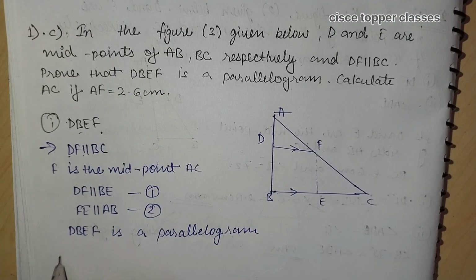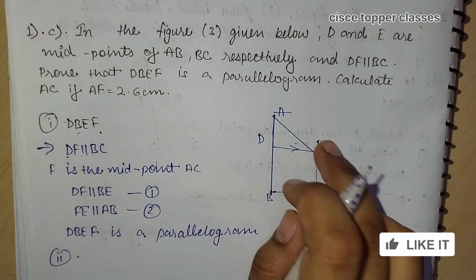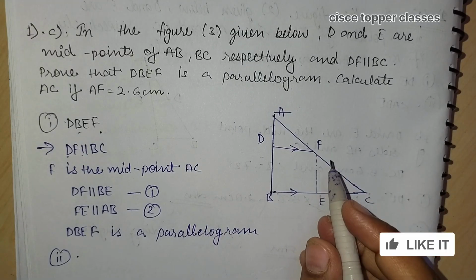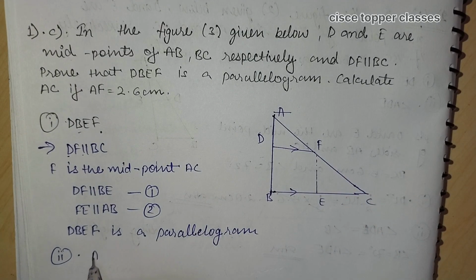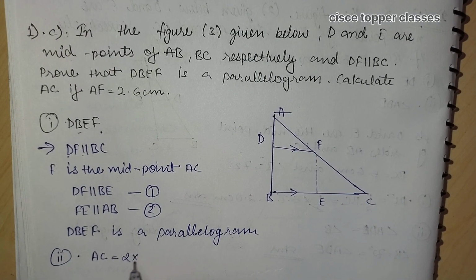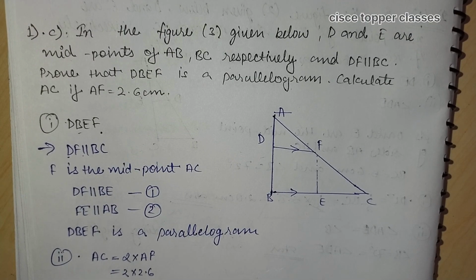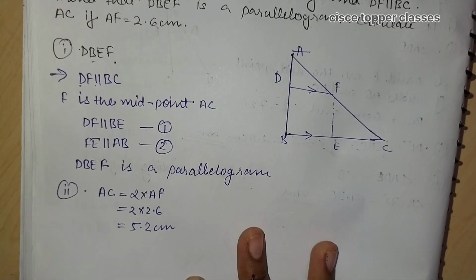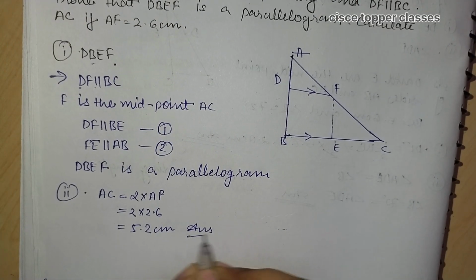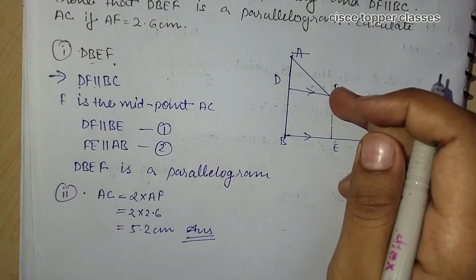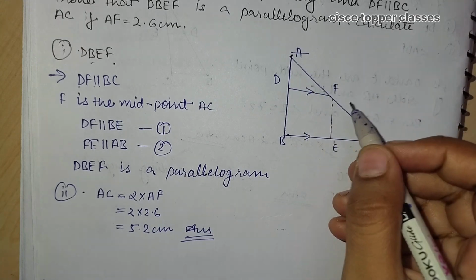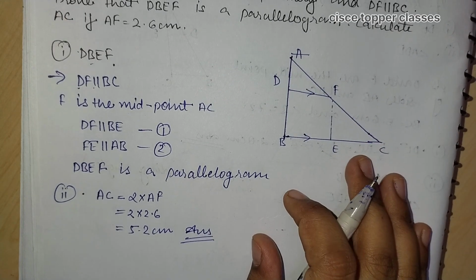Now let us solve the second part here, in which we have to find AC, given that F is the midpoint of AC. So simply we write AC as 2 into AF. So it will be 2 into 2.6, which will be 5.2 centimeters. So this is the final answer of the second part. Because F is the midpoint, 2 into AF will be the value of AC.